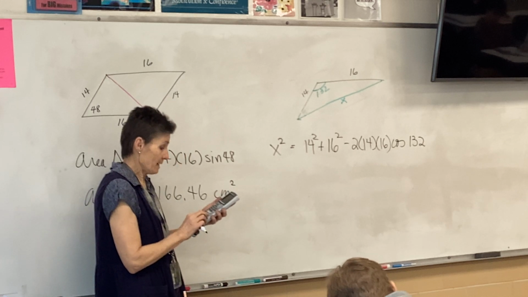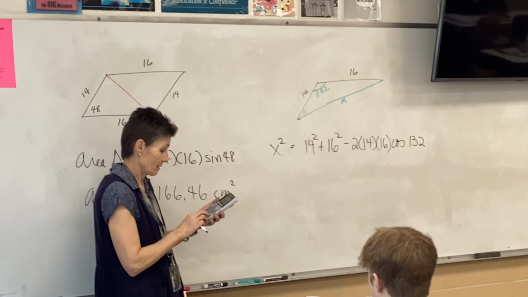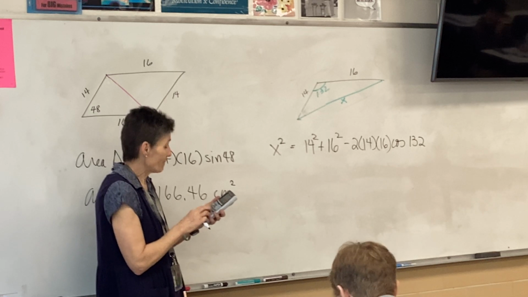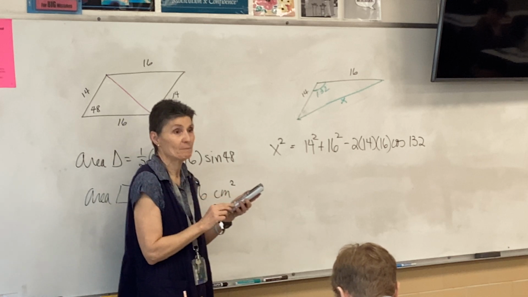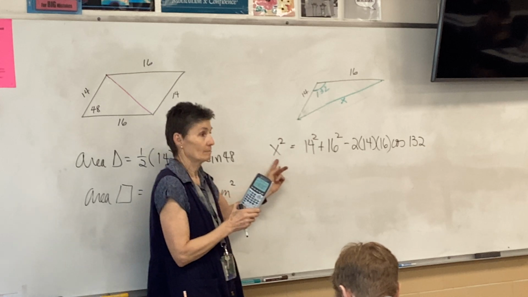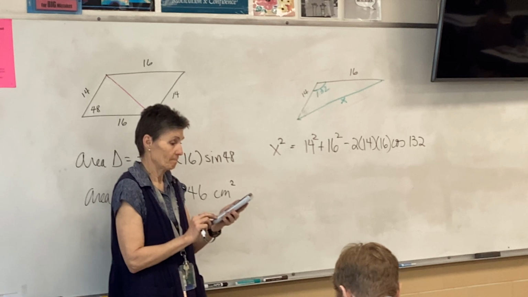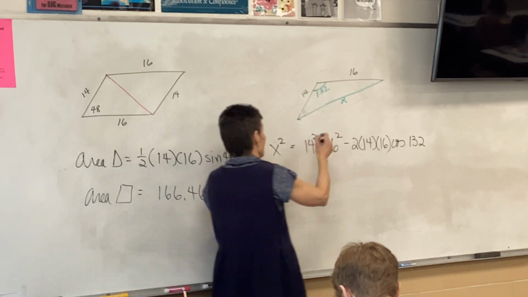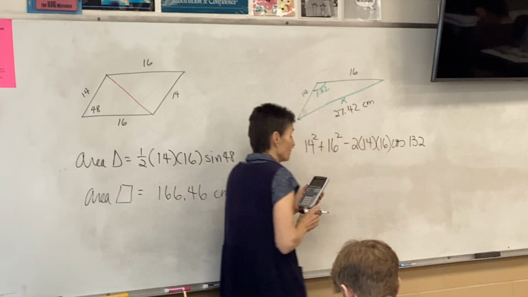So we can just type that in, easy enough to type in. Does anybody remember what we have to remember to do at the end though, after we get it all typed in? Square root it? And I got 27.42 centimeters.